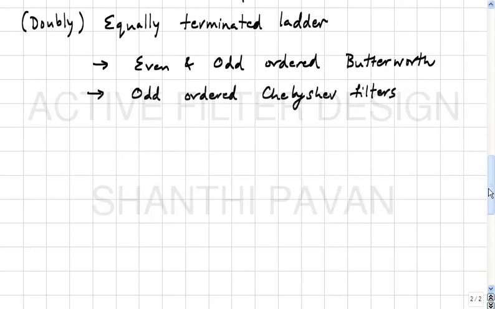So Butterworth is done, odd order Chebyshev is done. What we need to do next is the realization of inverse Chebyshev.